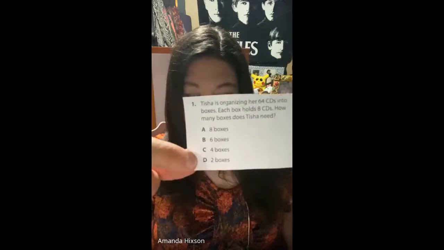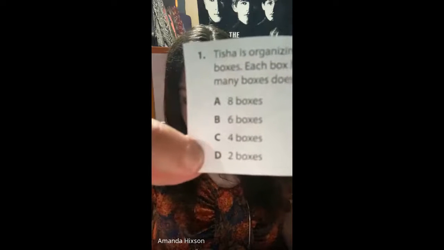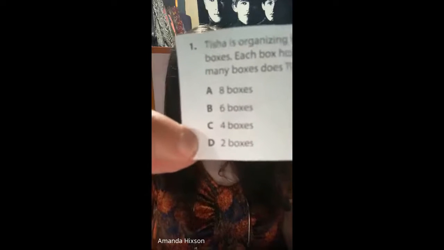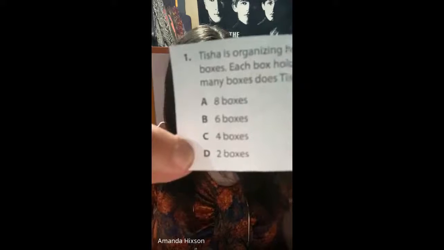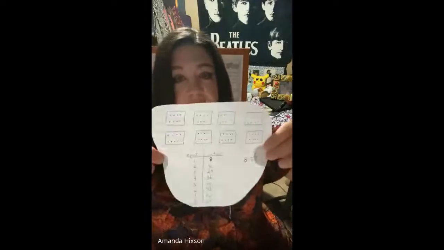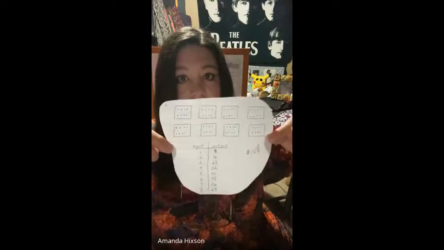How many boxes do you think Tisha needs? 8. That's right, Demarian. 8 boxes. Now I'm going to show you guys 3 different ways to come up with that solution, okay? This is the 3 different ways I wrote them down, and I'll show you on my board how I did it.